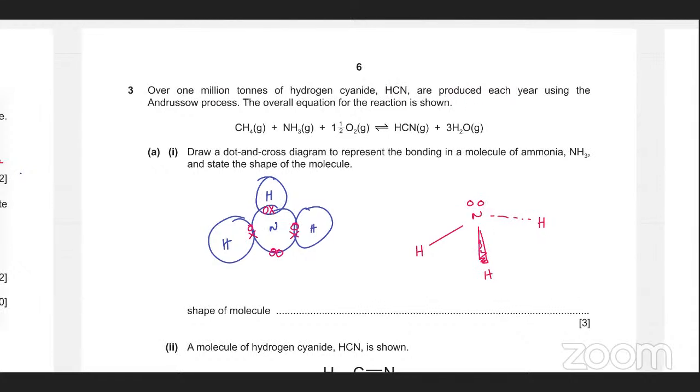Tetrahedral molecules have an angle of 109.5, but because of the extra repulsion of the lone pair, the angle over here becomes 107. So this one is known as a trigonal pyramidal shape. That is the shape of this molecule.